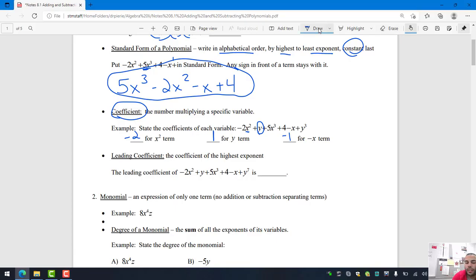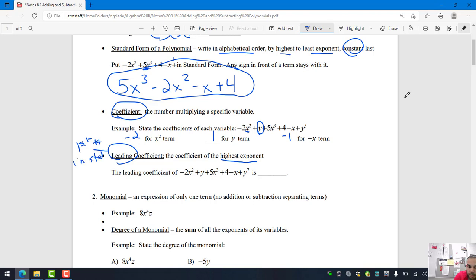All right, so the next thing we see here is the leading coefficient, and we define the leading coefficient as the coefficient of the highest exponent. Okay, I don't love the way that's written in terms of highest exponent. When I think of leading coefficient, I just want the first number in standard form. The first number in standard form.